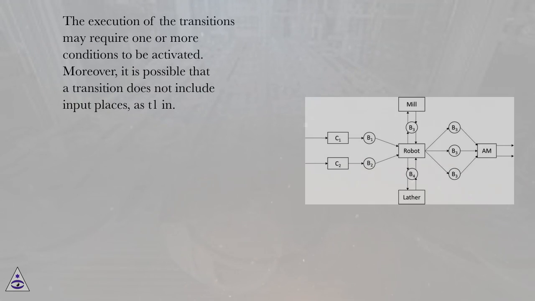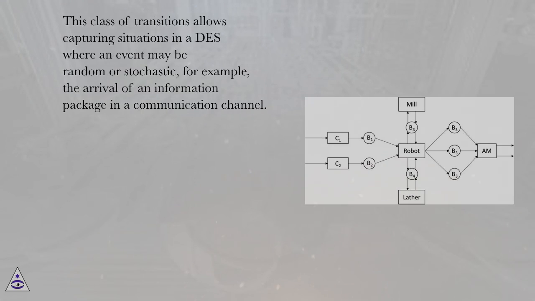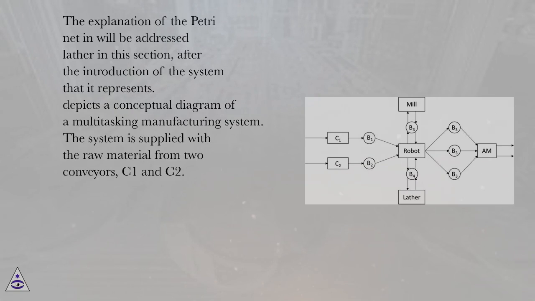Moreover, it is possible that a transition does not include input places, as T1N. This class of transitions allows capturing situations in a DES where an event may be random or stochastic, for example, the arrival of an information package in a communication channel. The explanation of the Petri net will be addressed later in this section, after the introduction of the system that it represents. The figure depicts a conceptual diagram of a multitasking manufacturing system.